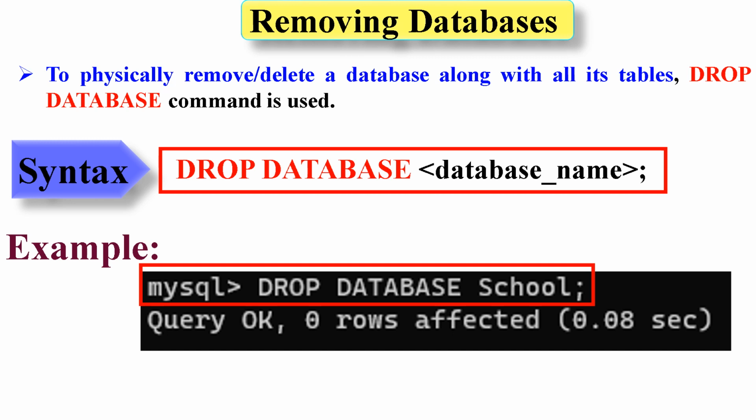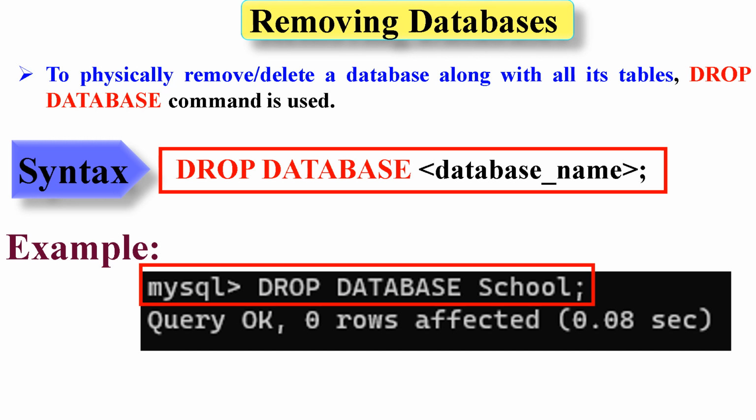The command drop database school is a SQL command that is used to delete or drop a database named school in a database management system like MySQL. It's important to note that executing this command will permanently remove the school database and all the data it contains. The semicolon at the end of the command is used to terminate the SQL statement.